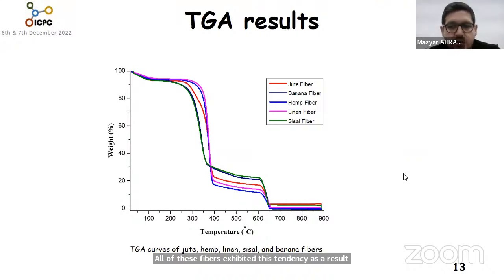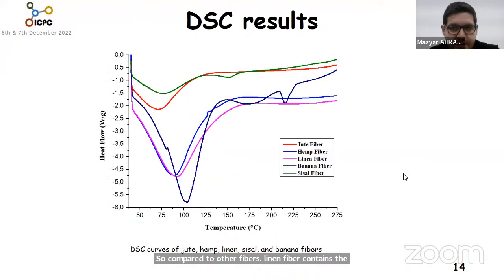And also the temperature range where the rate of weight loss reaches its maximum value is thought to be when hemicellulose and cellulose start to break down. And also the main weight loss in this case occurs between 148 and also 416 degrees centigrade. So compared to other fibers, linen fiber contains the most cellulose content.